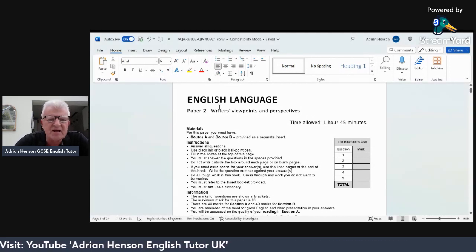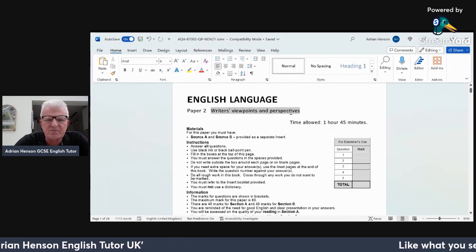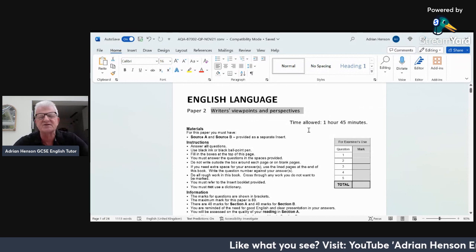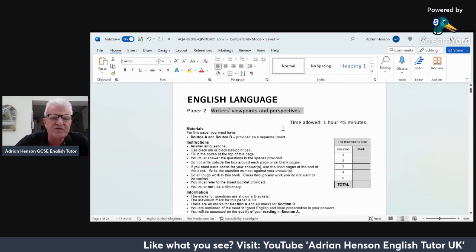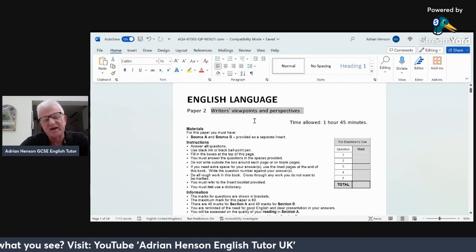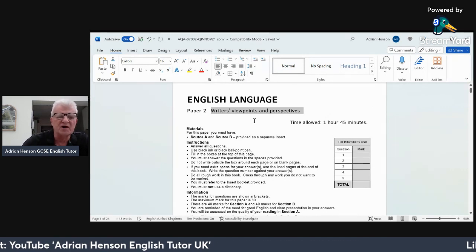Okay, so this is an emphasis of writers' viewpoints and perspectives. Important to know what a viewpoint and perspective is in this context. A viewpoint in this case means an opinion, and a perspective is where the writers see it.